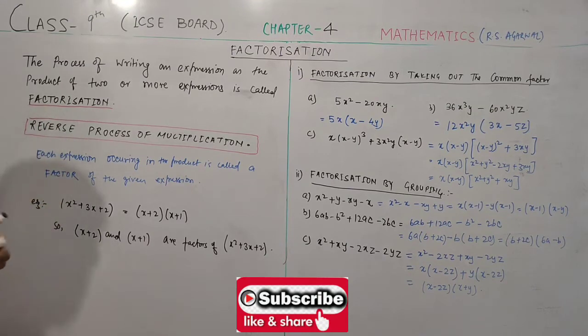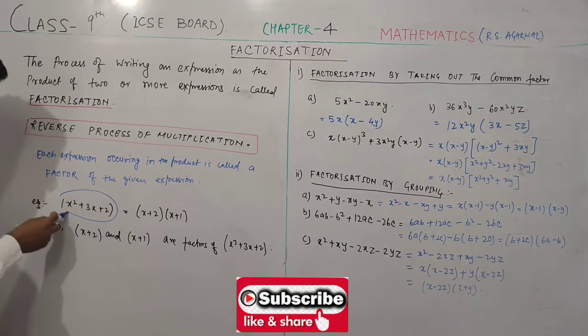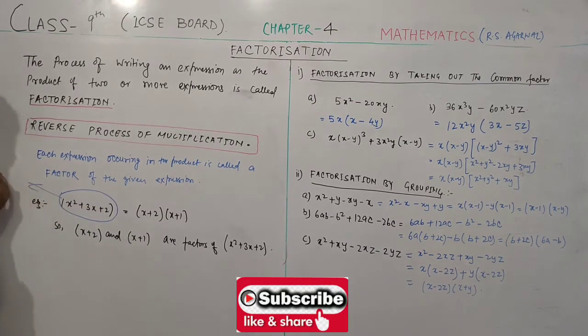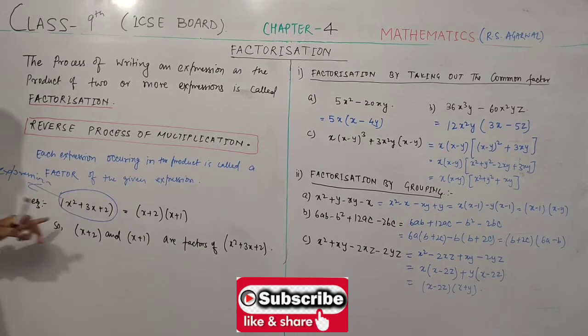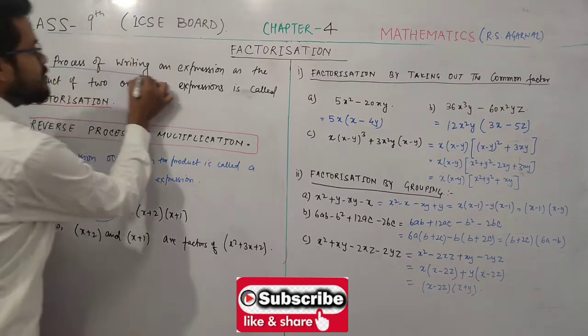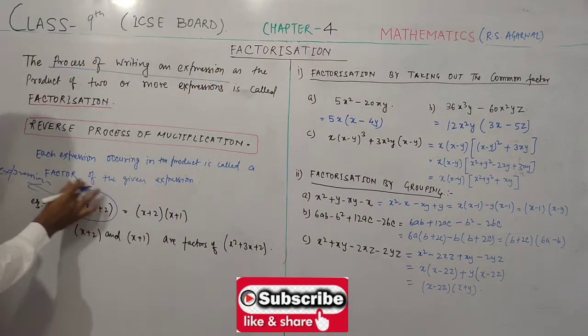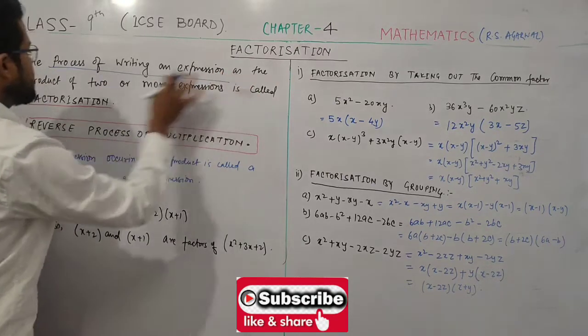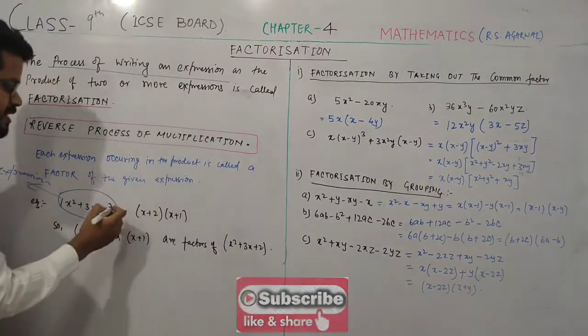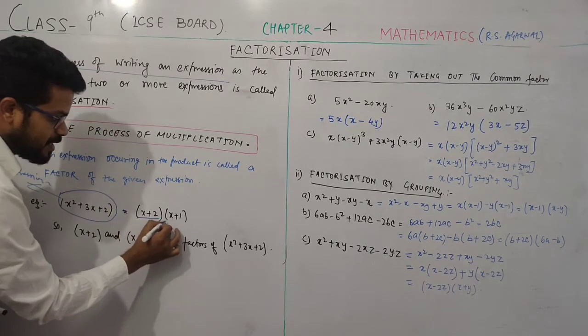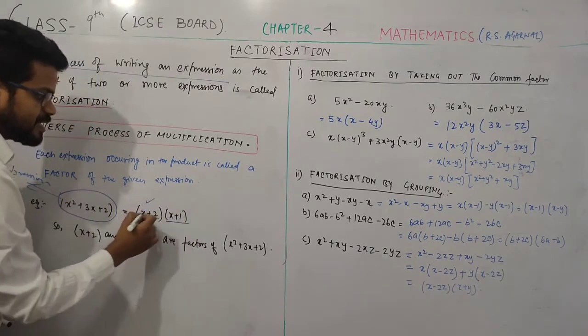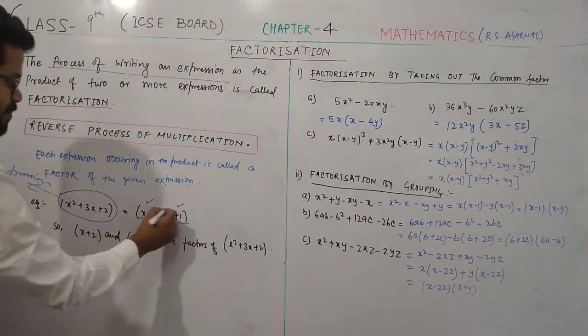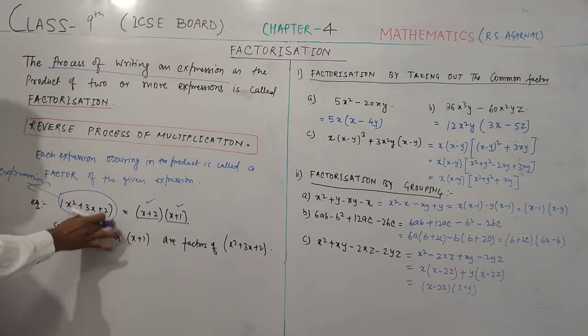Let us take one example: x square plus 3x plus 2. This is an expression. The process of writing an expression as the product of two or more expressions: here this is equal to x plus 2 and x plus 1. This is one expression, this is the other expression, and this is the product of these.